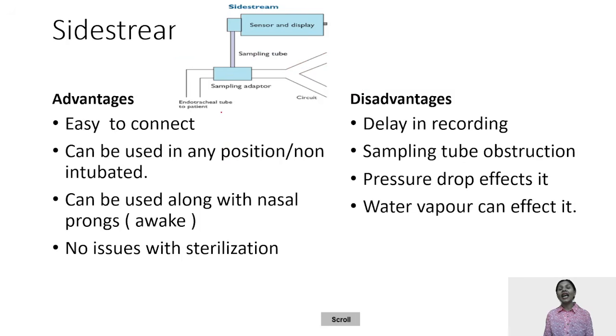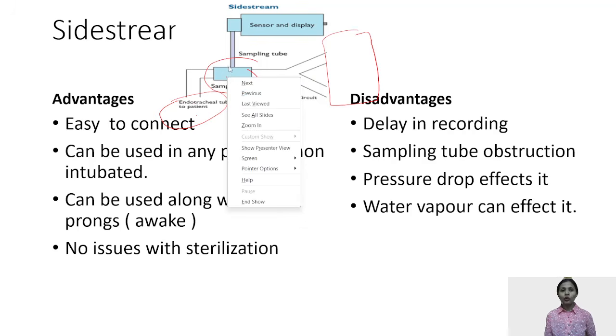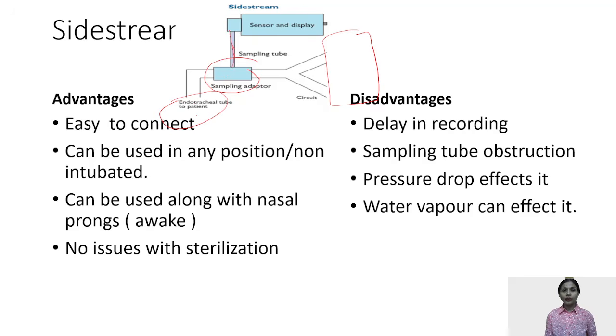The next is the side stream sensor. See, this is the sampling adapter. This is the patient, who has an in situ endotracheal tube. This is the ventilator and this is the circuit. And this is the sampling adapter, through which we have a sampling tube, and a sample of the expired gas moves through the sampling tube to the side stream sensor. This is the sensor, and eventually the sensor is connected to the monitor and a capnographic wave comes.